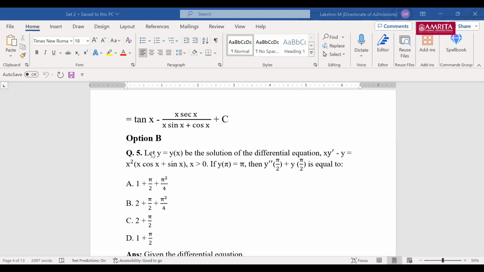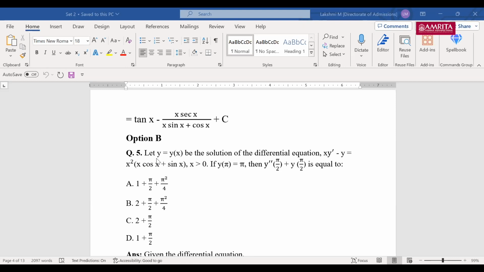So yes, next question is, let y equal to y of x be the solution of the differential equation x y dash minus y is equal to x square into x cos x plus sin x, given x is greater than 0. And they have also given the value of y of pi is equal to pi. You need to find y double dash of pi by 2 plus y of pi by 2. I have a differential equation x y dash minus y equal to x square x cos x plus sin x, and y equal to y of x is the solution of it. They have given value of y of pi equal to pi. I need to find y double dash of pi by 2 plus y of pi by 2.